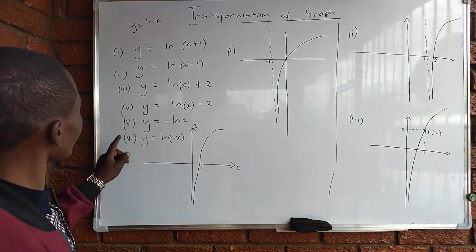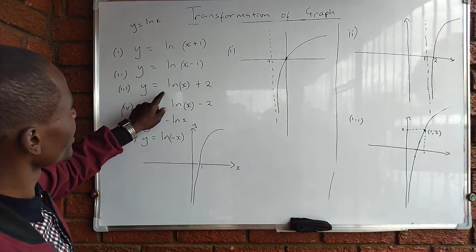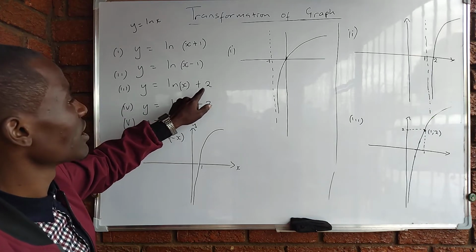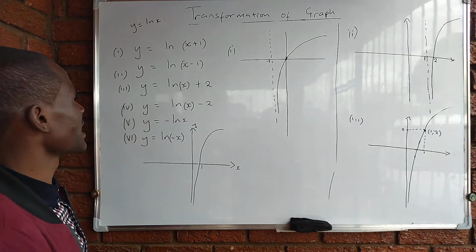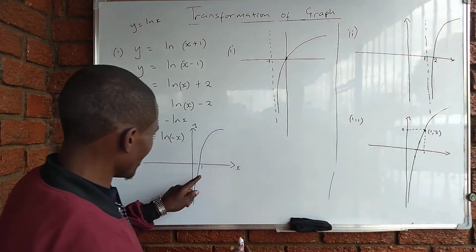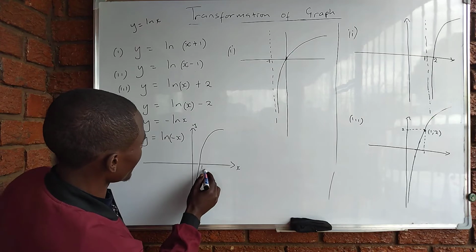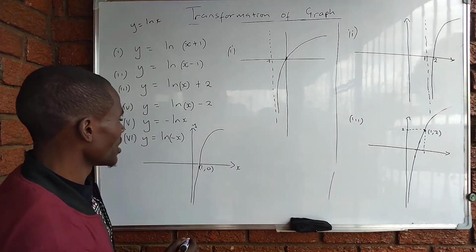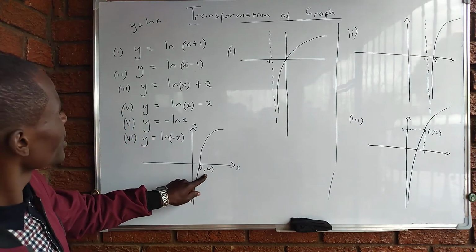So the next curve, item 3, is ln x plus 2. This is a translation 2 units upwards, right? So we are moving this point. This point is at 1 and 0. If we move this point upwards, it goes 2 units up.